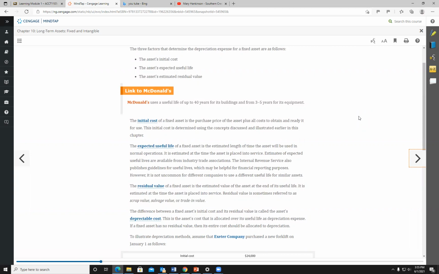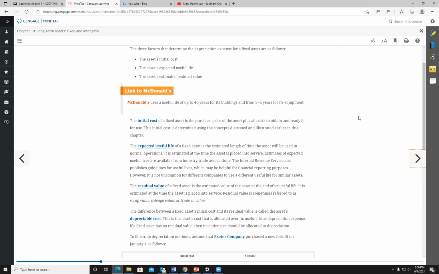The residual value of an asset is the estimated value of the asset at the end of its useful life. It is estimated at the time the asset is placed into service. So residual value is sometimes referred to as the scrap value, the salvage value, or the trade-in value. All right, now the difference between a fixed asset's initial cost and its residual value is sometimes called the depreciable cost. This is the asset's cost that is allocated over its useful life as depreciation expense.